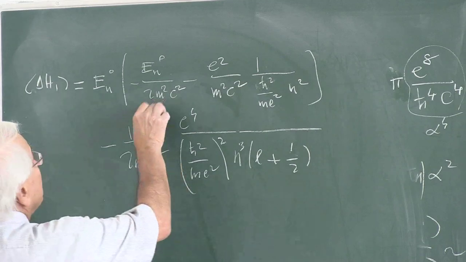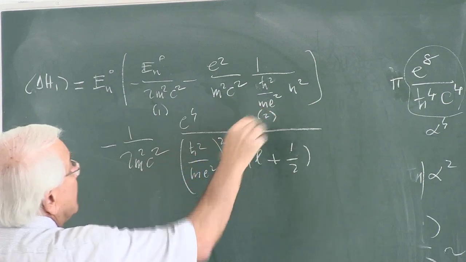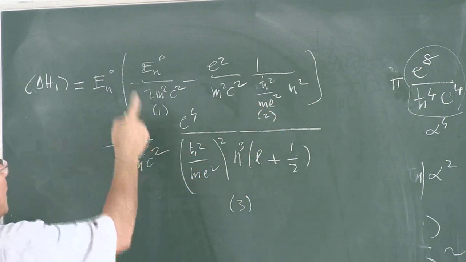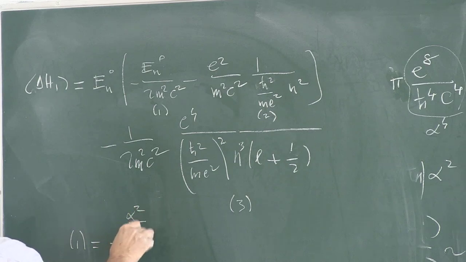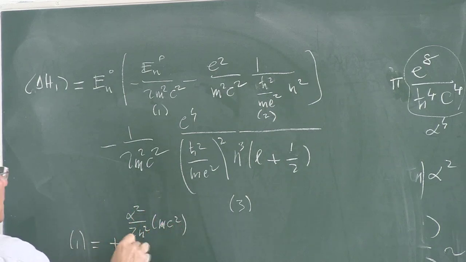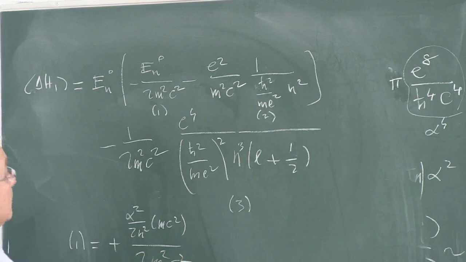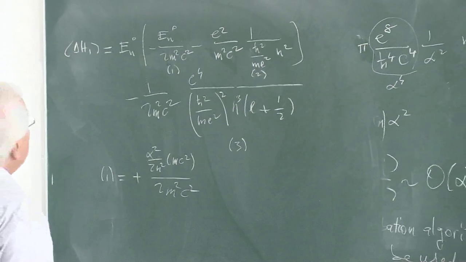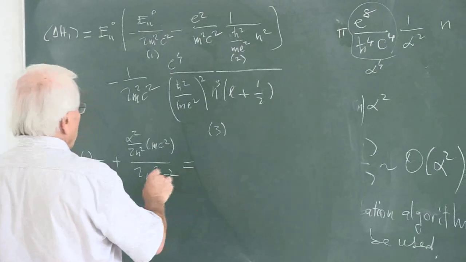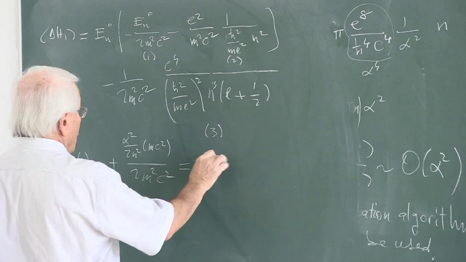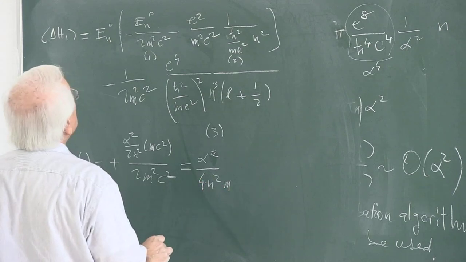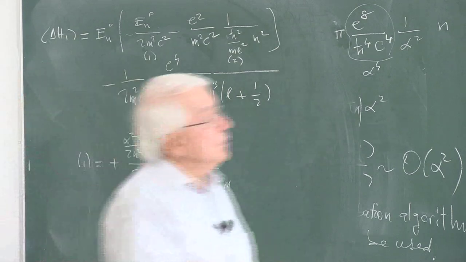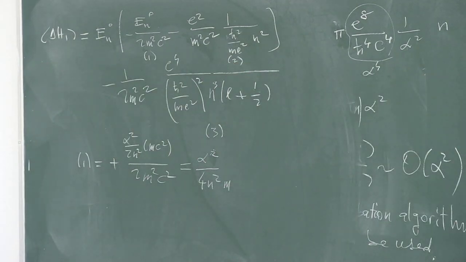Let me number them first. Let me call it the first term and the second term and the third term. What is that first term? Plus alpha squared over 2n squared mc squared divided by twice m squared c squared. So this one is alpha squared over 4n squared times m. Let's see whether we have made any mistake somewhere. No, I guess we have not.